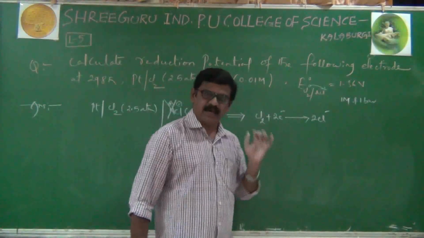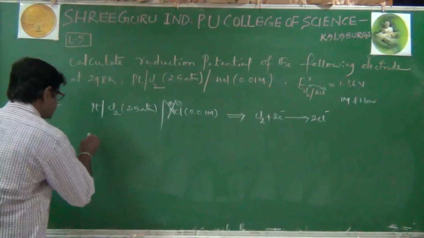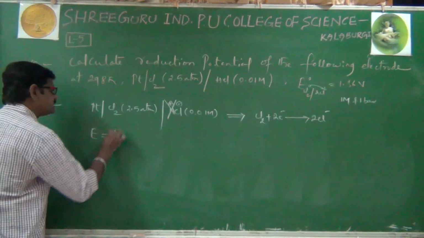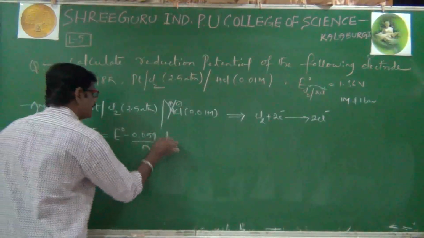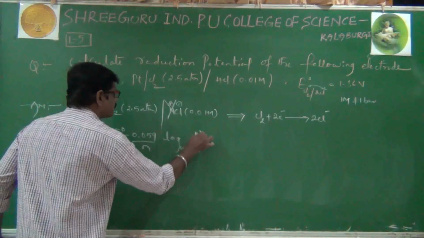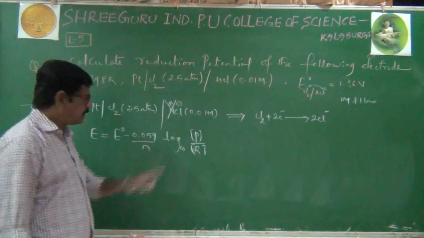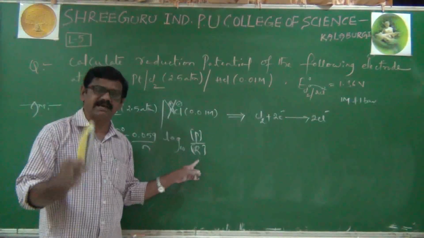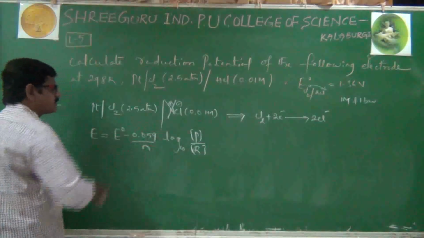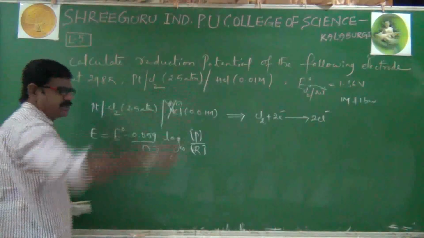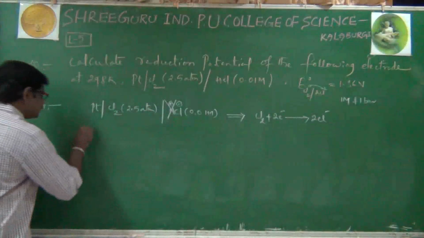Now we will write our Nernst equation to find the electrode potential like this. The Nernst equation is already familiar to you. E is equal to E naught minus 0.059 by n log base 10 of product concentration divided by reactant concentration, or reduced state by oxidized state. Now this entire Nernst equation will apply particularly for the chlorine electrode.